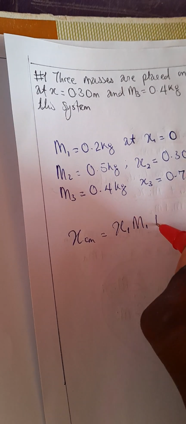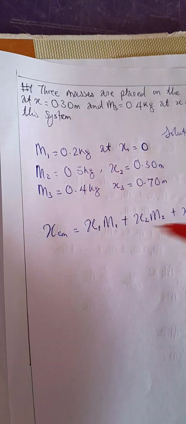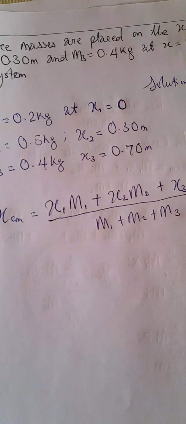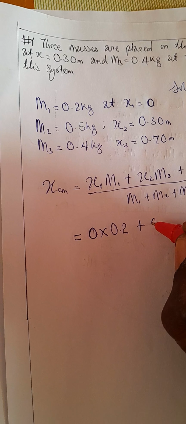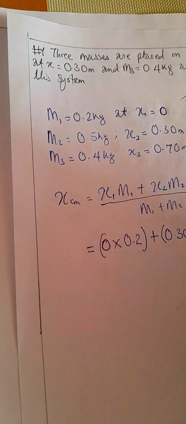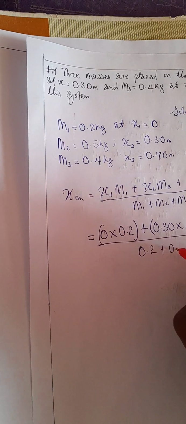So it will now become xcm equals x1 m1 plus x2 m2 plus x3 m3 over m1 plus m2 plus m3. I believe you're following. Because we just have those 3, the next thing is to substitute in the values. x1 here is 0 times m1, which is 0.2, plus x2, which is 0.3, times 0.5, plus, and put it in brackets, 0.7 times 0.4, over the sum of the masses, 0.2 plus 0.5 plus 0.4. So this is what we have.